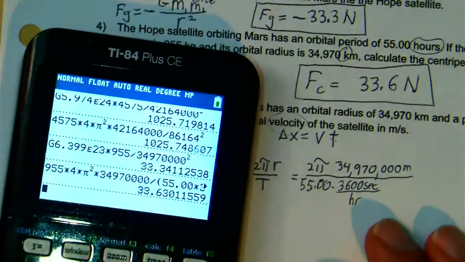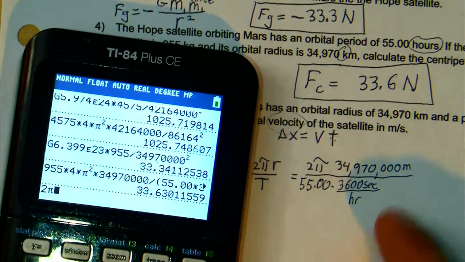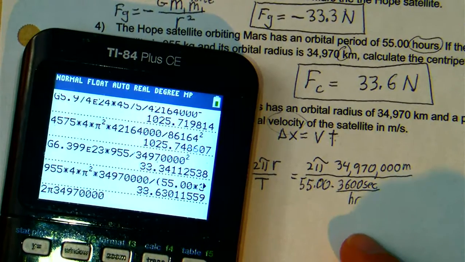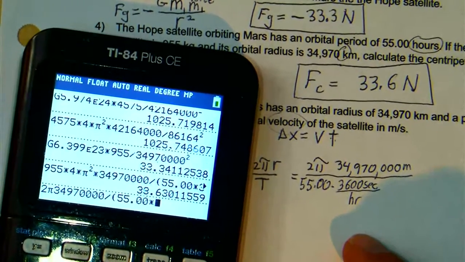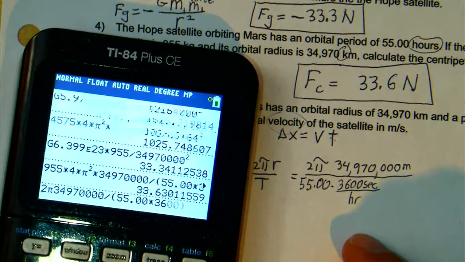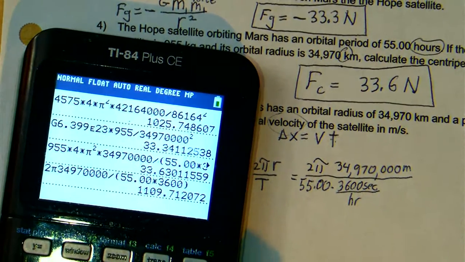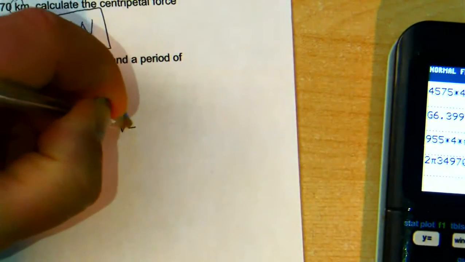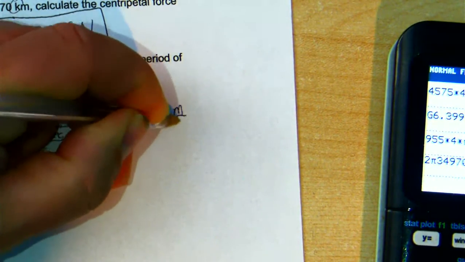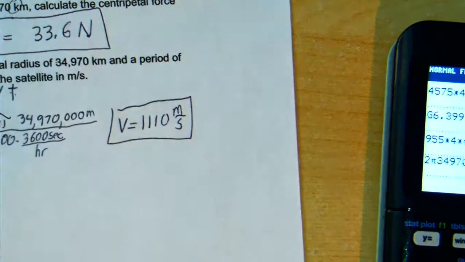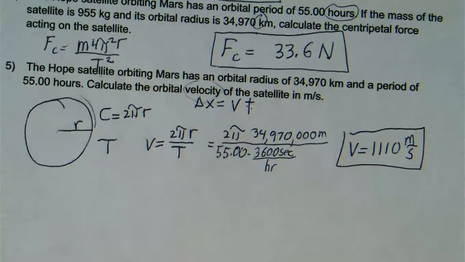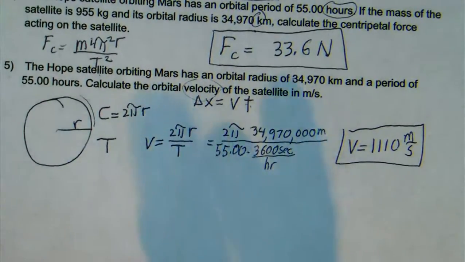Let's see. 2 pi times 34,970,000 divided by, open parentheses, 55 hours times 3,600 seconds per hour, close parentheses, enter, and I get an orbital speed of 1,110 meters per second. And that works. Ta-da, I have an answer. So you don't have to freak out that I'm doing orbital mechanics with you. You can do stuff as you understand it.